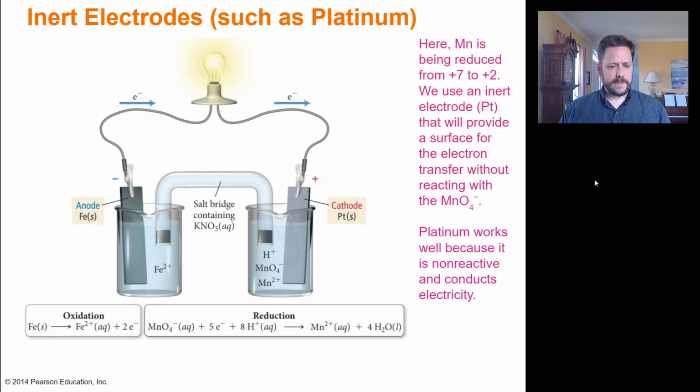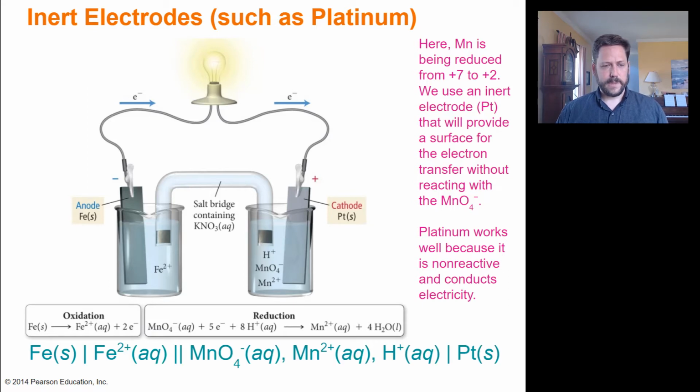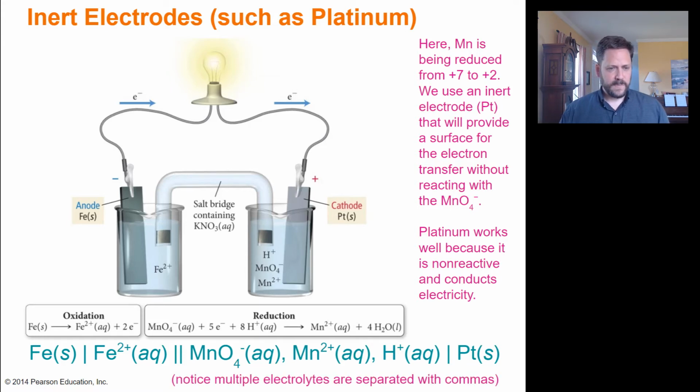And when we write the cell notation for a more complex electrochemical cell like this, you can see that there's many, many different ions in aqueous solution, 3 of them here. They're all listed with commas separating them on the cathode side of this cell notation. So that's an exceptionally complex scenario, but you can see how the convention of writing shorthand notation is still used in the same way.